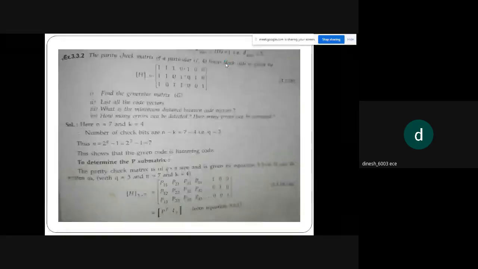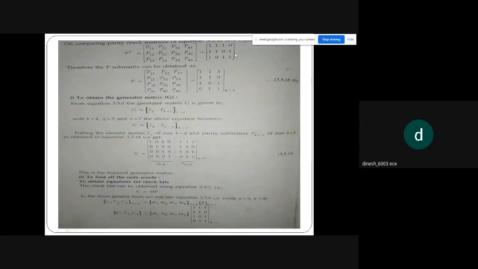Make a note. The first row is 1110. Second row is 1101. Third row is 1011. First row of P transpose is 1110, second row 1101, third row 1011. Is it the same as the question? 1110, 1101, 1011. This is how to find P transpose. It is from the given question itself.